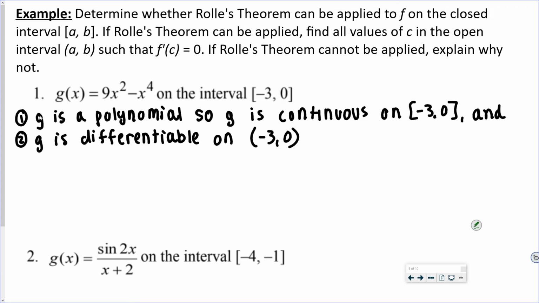All right, so the next thing we have to show before we can state if Rolle's theorem applies here, we've met 2 out of the 3 criteria for a hypothesis. We have to show that at our endpoints here, we have the same output. So I'm going to start by just plugging in g of -3.